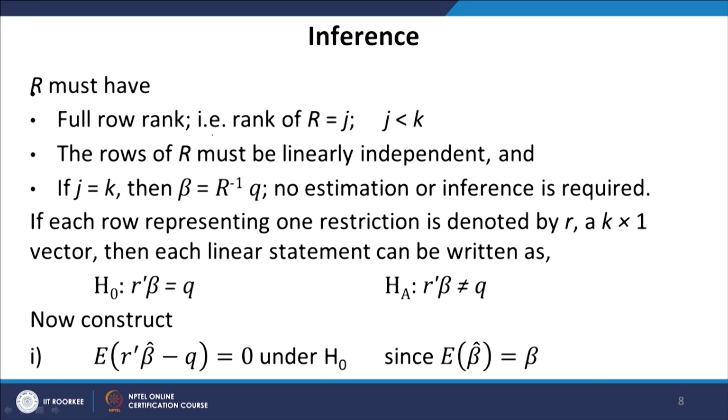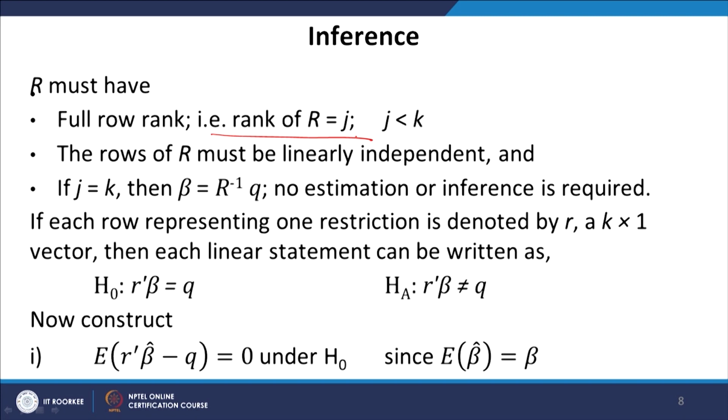So, that rank of R is equal to J, and J must be less than or equal to K. J less than or equal to K is a requirement, but again J equal to K is not probably desirable. So, we prefer J less than K. Now, the rows of R must be linearly independent, that is implied by the full row rank of R itself.